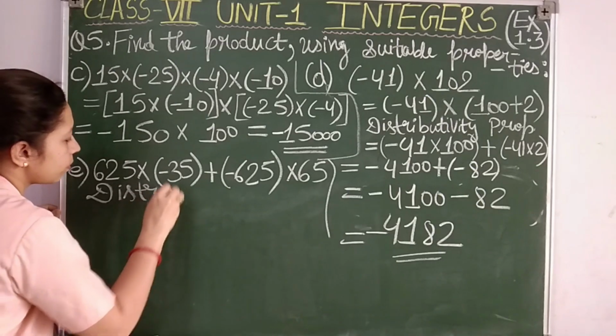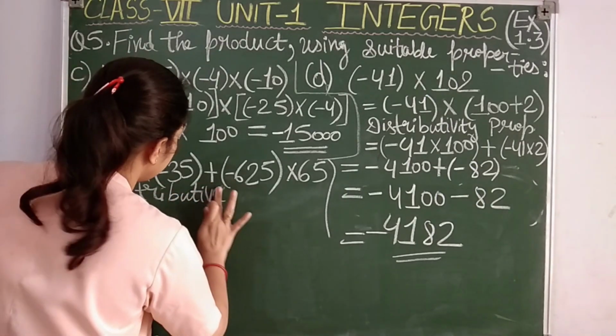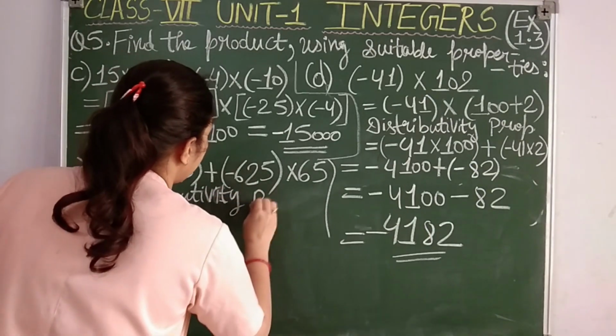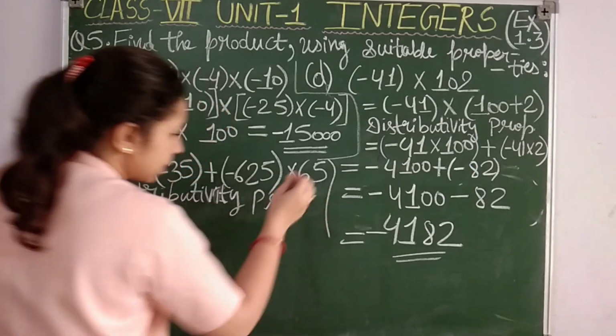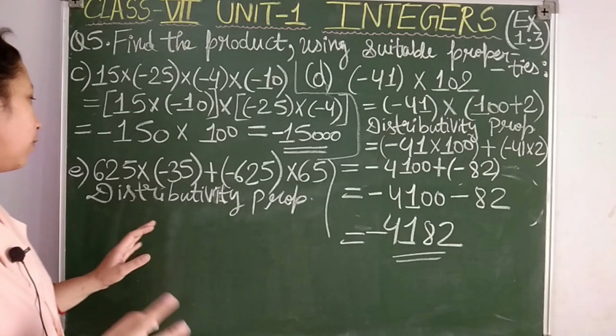Okay. So for using this, first let us write the property. Here we are going to use distributivity property. Okay. So for this I have to take A common, but see this question very carefully students.